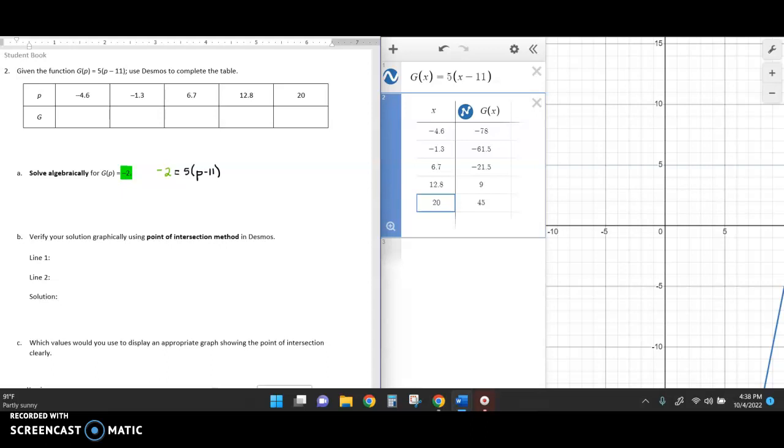And so the p minus 11 is in parentheses, so I'm going to ignore that first. We have multiplication here, so I'm going to divide by 5. When I divide by 5, I get negative 0.4, and that equals p minus 11. And now that I have p minus 11, I'm going to add 11. And when I add 11, I end up with my input value of p, which is 10.6.